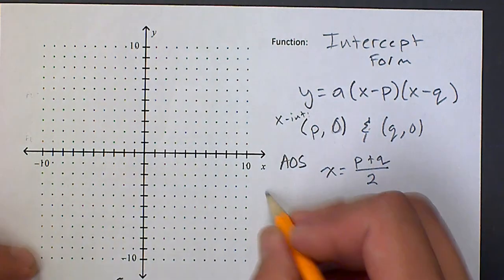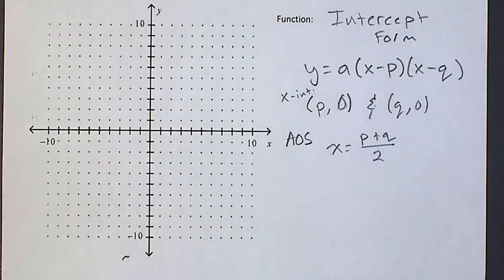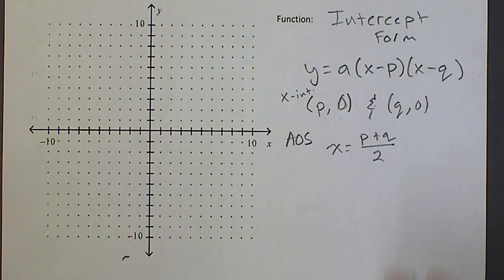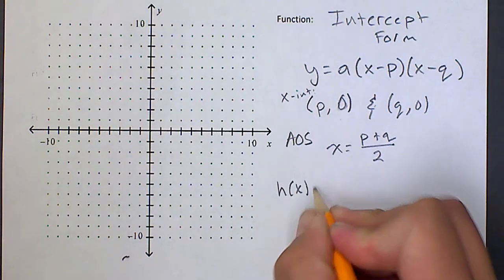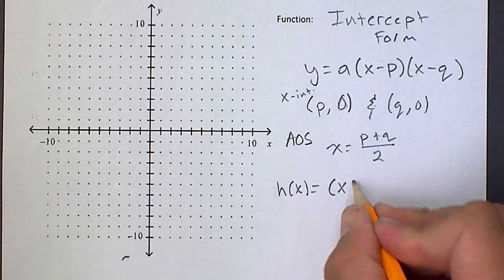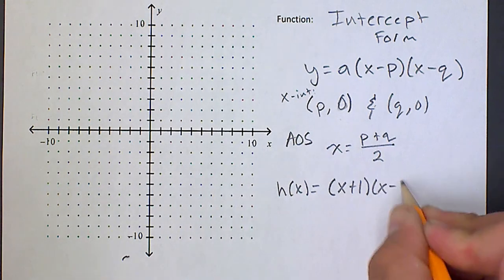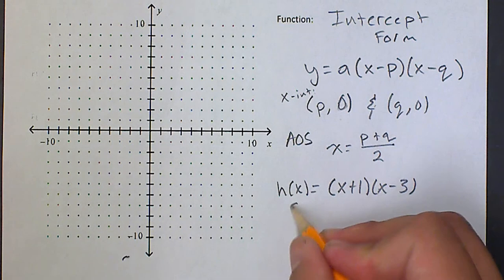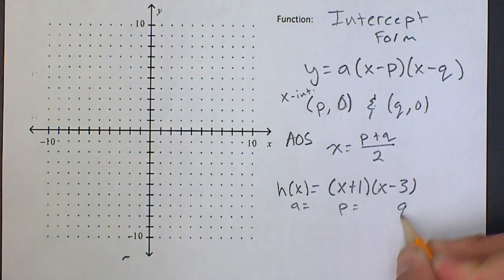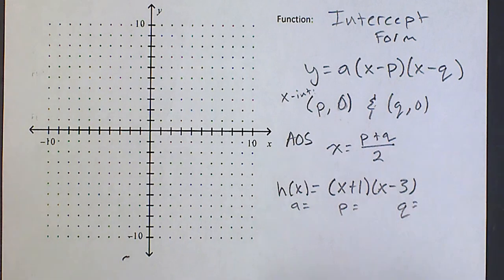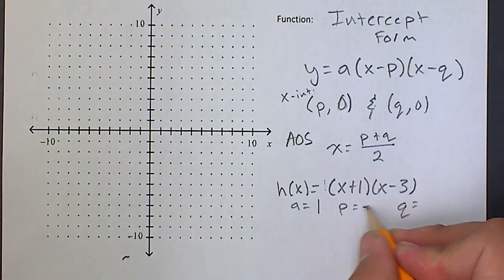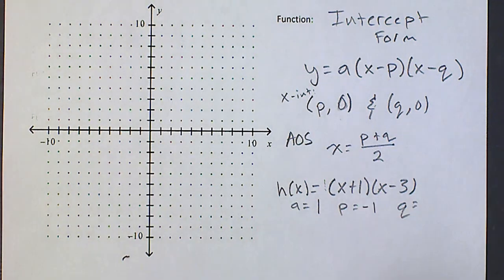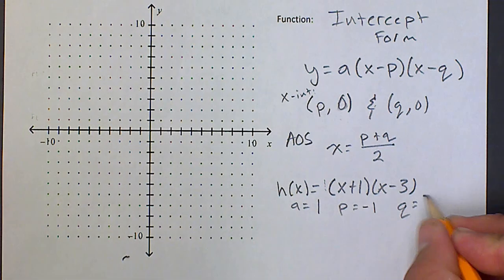Here's an example of a function in intercept form. Let's use h of x is equal to x plus 1 times x minus 3. You can see that this function is in intercept form, so we can identify a, p, and q. And be really careful with the negative signs. a is equal to 1. It's not written there, but it's implied that there's a 1 there. p is equal to negative 1. That's how you get the positive 1 in the example. And q is equal to positive 3.